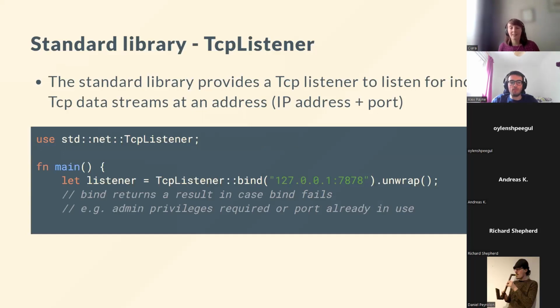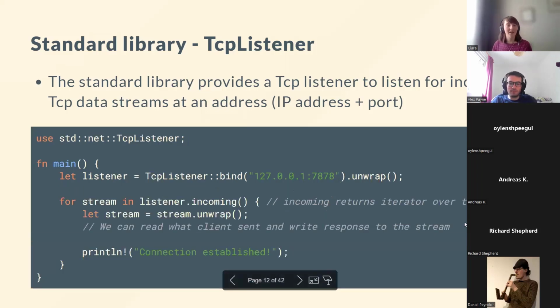So it provides a TCP listener, and we can listen out for TCP data streams at an address. Here we are using the standard library net TcpListener. We're binding to that address, and it returns a result in case the bind fails. For example, if you need admin privileges to listen on that port, or if someone else is already listening to it. So if you accidentally already have it running in another instance, then you'll hit that error. We can then look out for incoming streams, unwrap them as they come, and then do something with them.